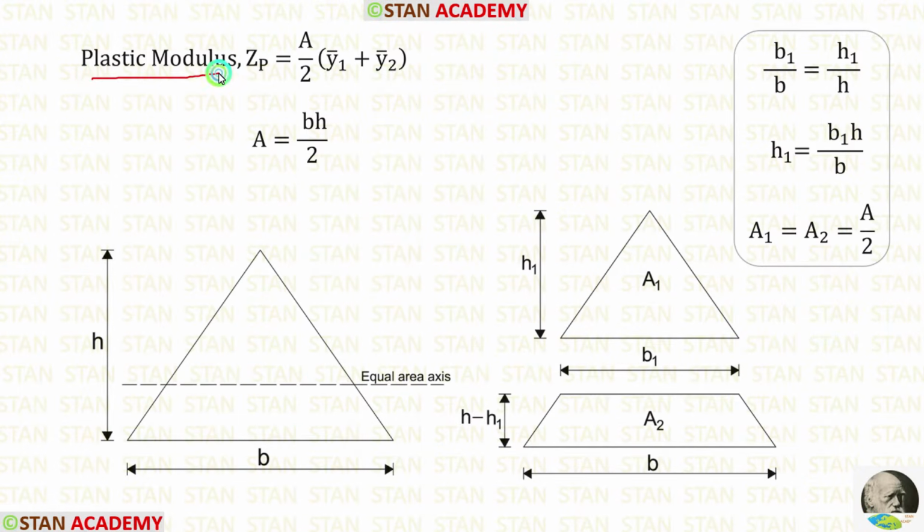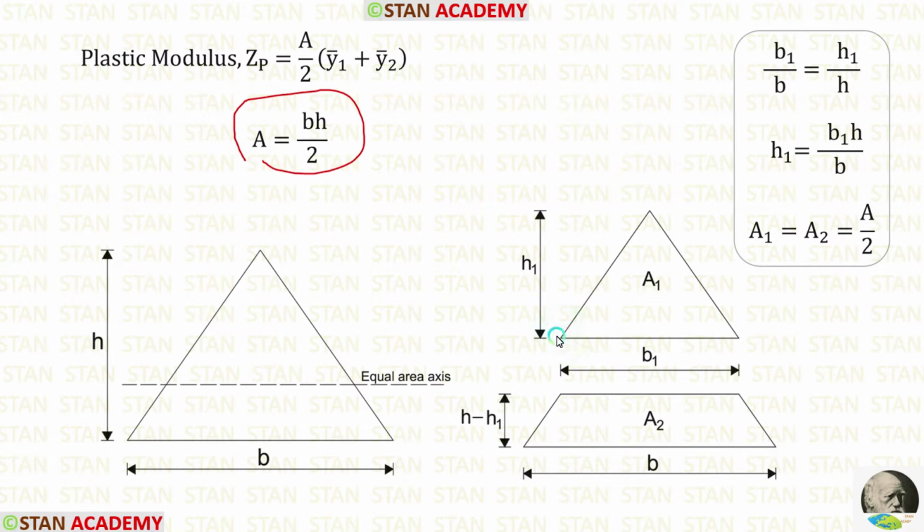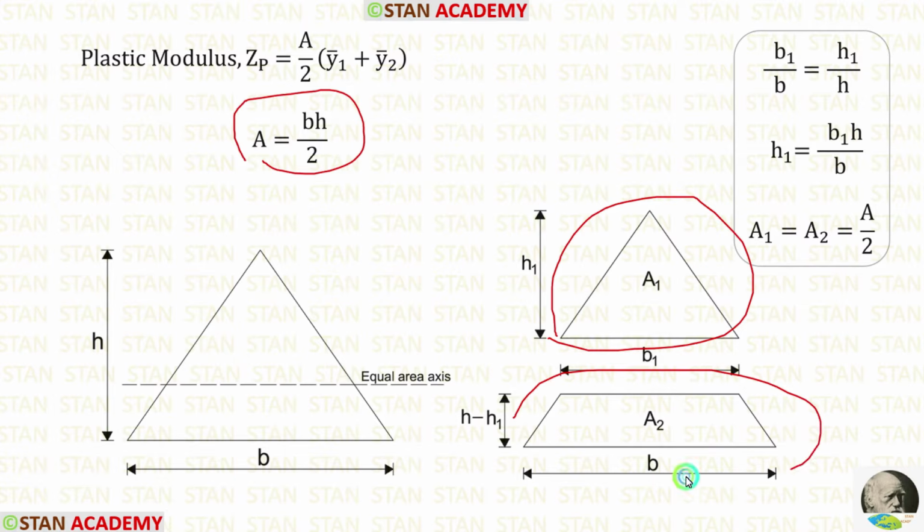Now let us calculate the plastic modulus Zp. The formula is A by 2 into y1 bar plus y2 bar. We know the formula for the area of a triangle: A is equal to bh by 2. For calculating y1 bar and y2 bar, we have to split the triangle into two parts about the equal area axis. So the area will be separated into two parts on the top and bottom. So the total area will be split into two equal halves.